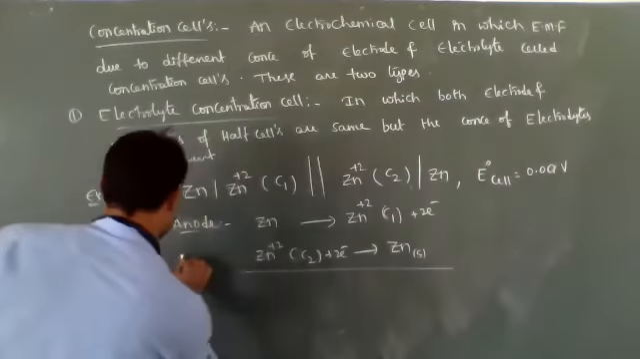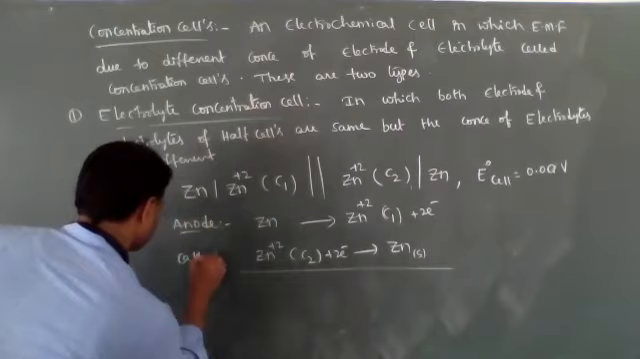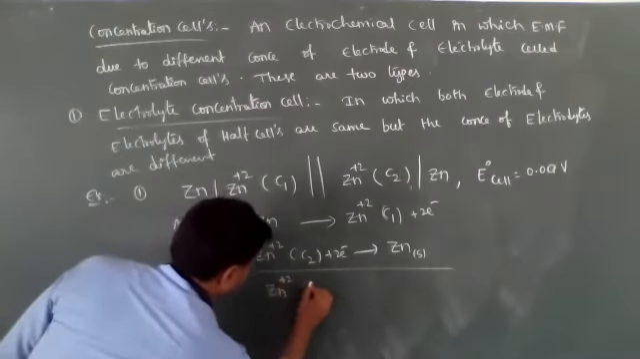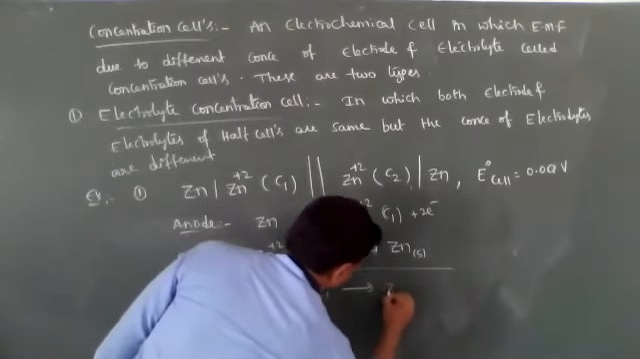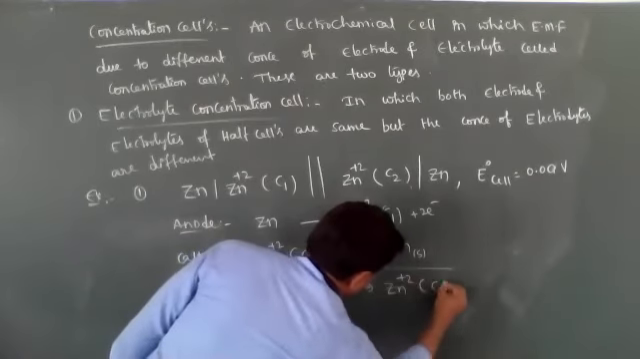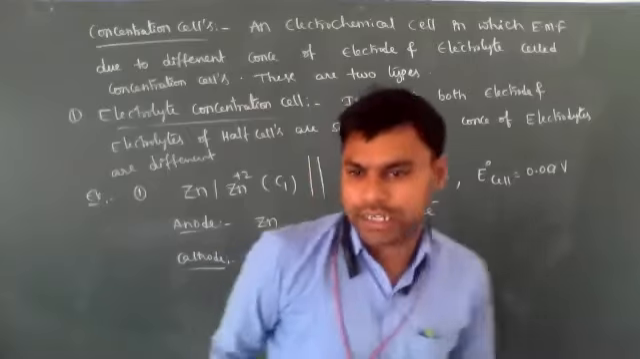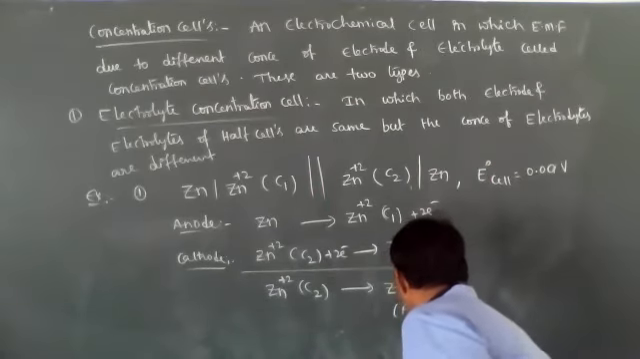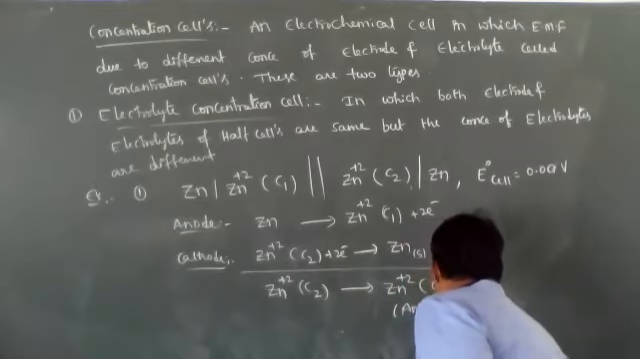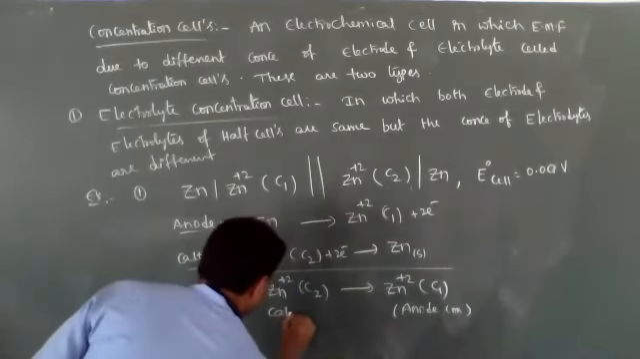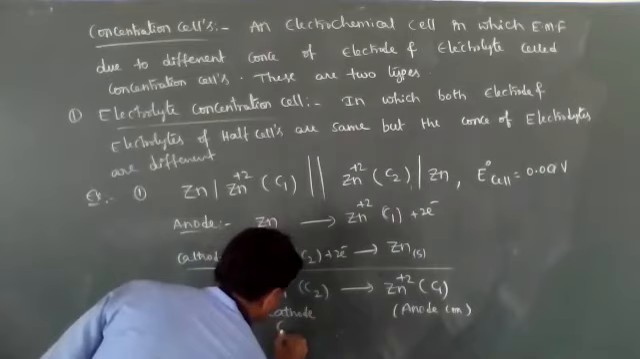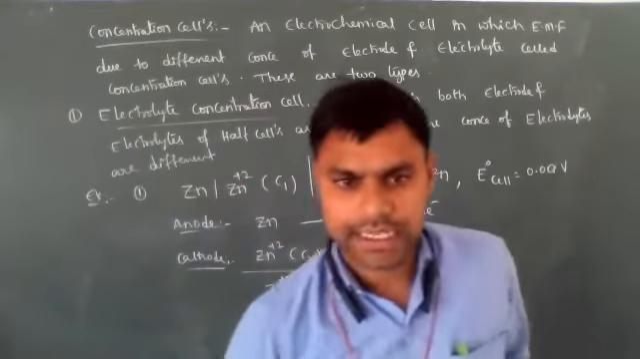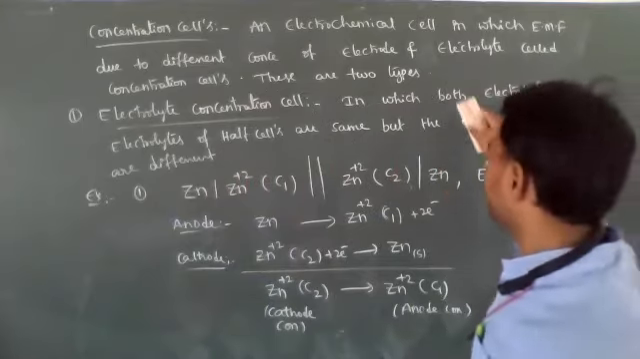Now the cell reaction is Zn2+ (C2) going to Zn2+ (C1). The product side is the anode concentration, and the reactant side is the cathode electrolyte concentration.